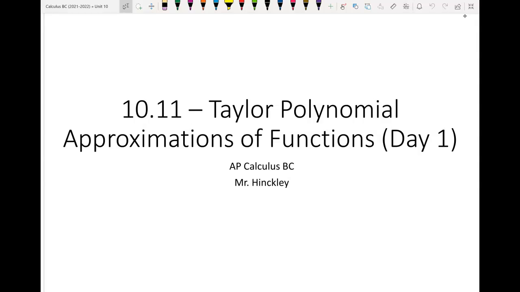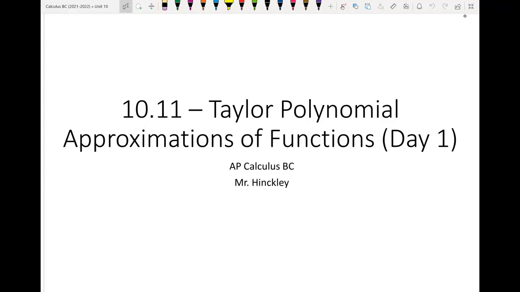All right, so Taylor Polynomial Approximations of Functions. So today my goal really is to talk about what these are, where they're coming from, how we can use Taylor polynomials to approximate functions, and why we're doing that and all that good stuff. There is going to be a general form that we will be using, but we'll look at that tomorrow. Today, it is a shorter day, so I just want to talk about where these come from, okay? So that's the goal for today.